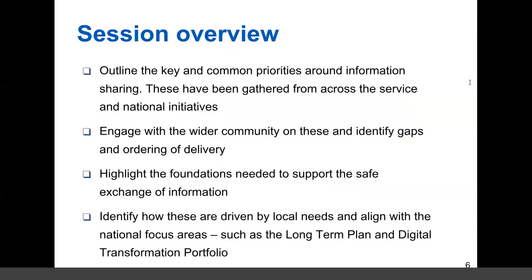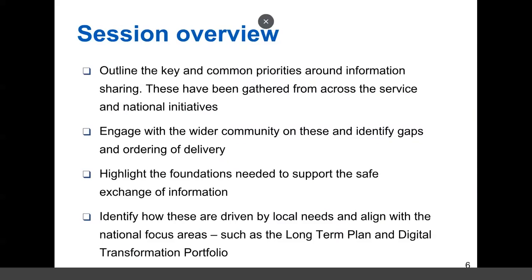So it's a conversation around what the key common priorities are, based on what we've already been made aware of, and also how we deliver them and the ordering around the delivery of these key priorities. We recognise that we can't necessarily wait for everything to be in place, we need to progress, but at the same time there are certain building blocks and considerations we need to take into account. Most importantly, this often isn't just about the standards or the technology, but about the business processes and the workflow that need to be enabled.